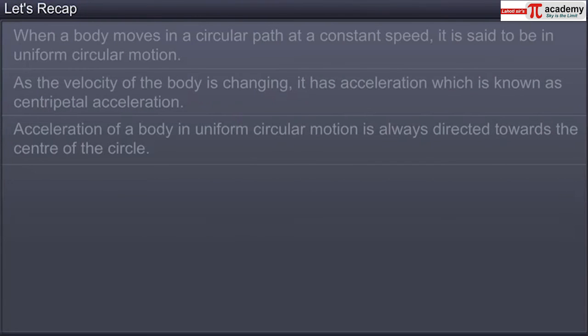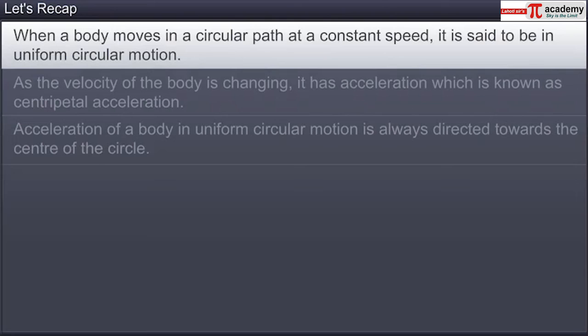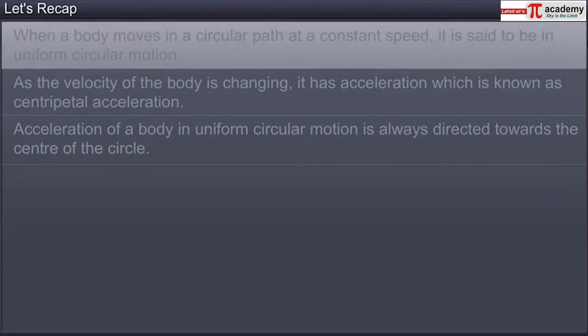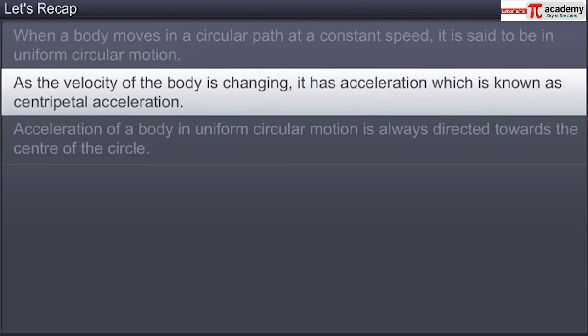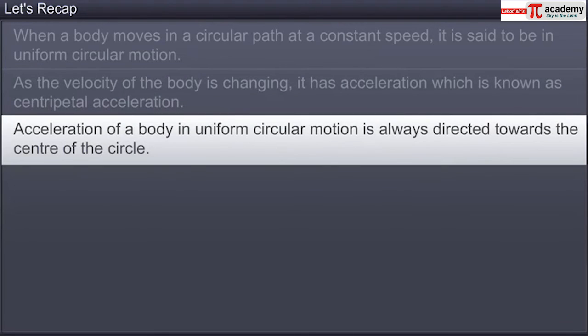You have now reached the end of this module. In this module, you learned that when a body moves in a circular path at a constant speed, it is said to be in uniform circular motion. As the velocity of the body is changing, it has acceleration, which is known as centripetal acceleration. The acceleration of a body in uniform circular motion is always directed towards the center of the circle.